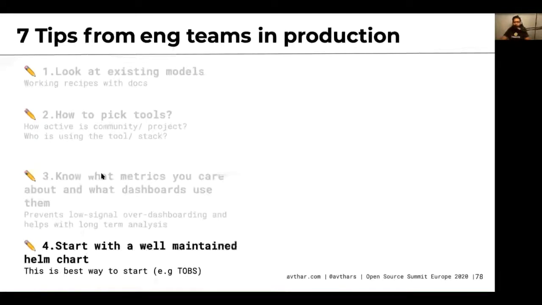Then the fourth piece of advice is to get started quickly with a well-maintained Helm chart. I've shown you an example of how to do this using TOBS. What TOBS does is install a Helm chart underneath, and you can modify the chart as you go. But really, this point number 4, starting with a maintained Helm chart, gives you a head start.